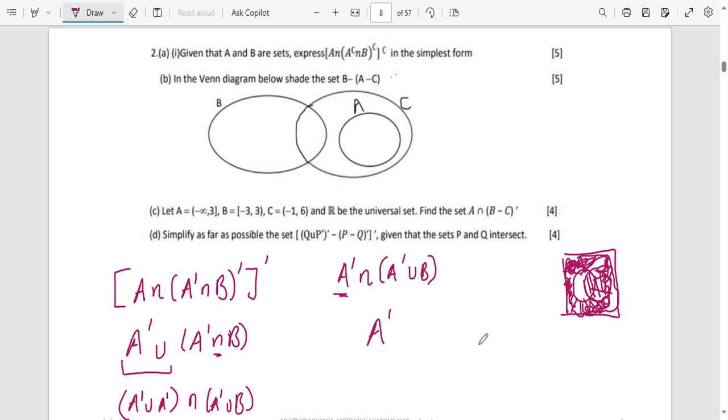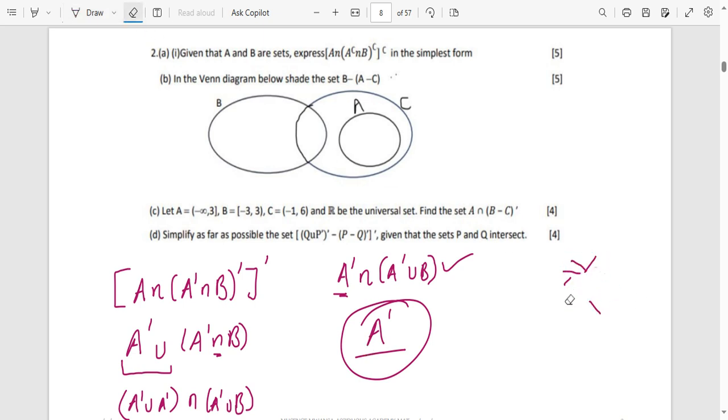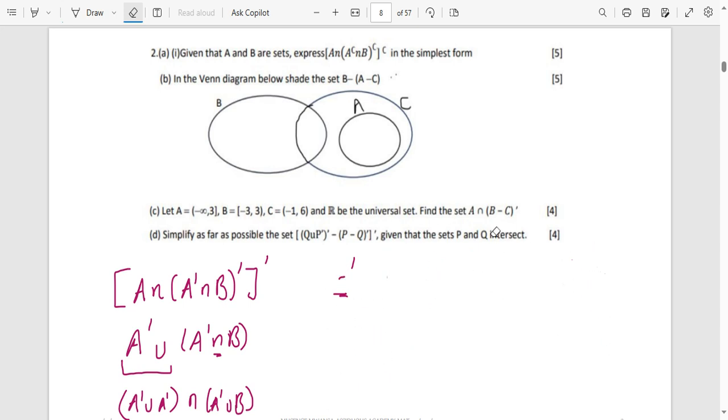Is there a question here? If you leave it here, you'll not gain 4 marks. The answer is supposed to be A complement. Okay, let's go now to B.